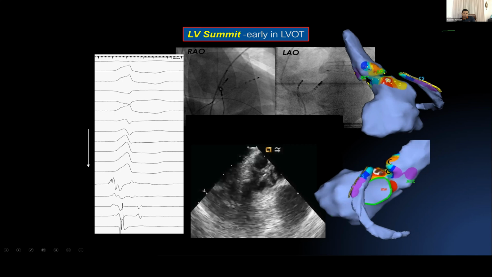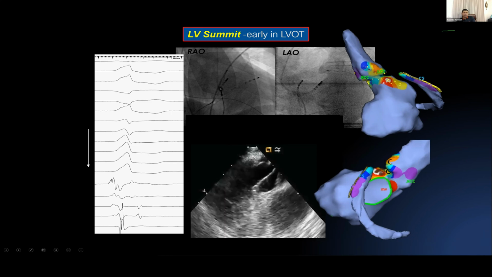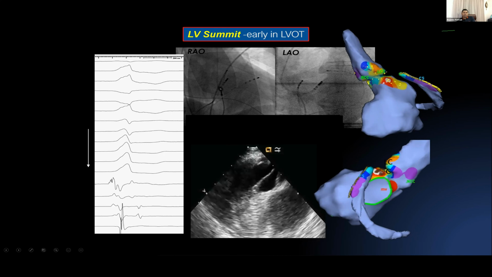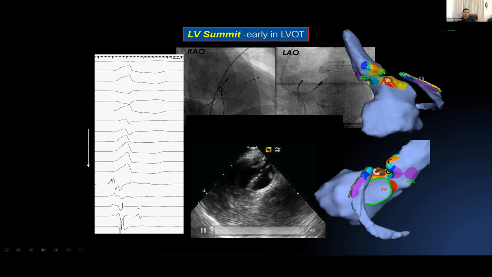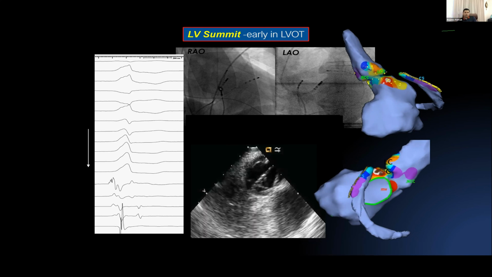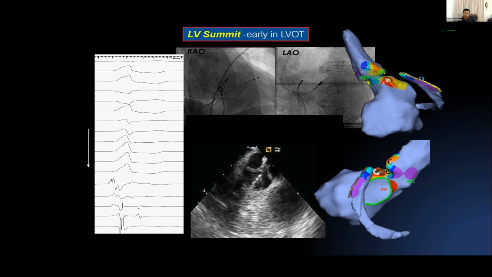So that's why it's extremely important to map all the adjacent structures really carefully, from the coronary sinus, left coronary cusp, LV ostium, and also from the right side. And use of intracardiac echo in these cases is extremely useful to localize and understand the anatomical relationship and also see the catheter location.